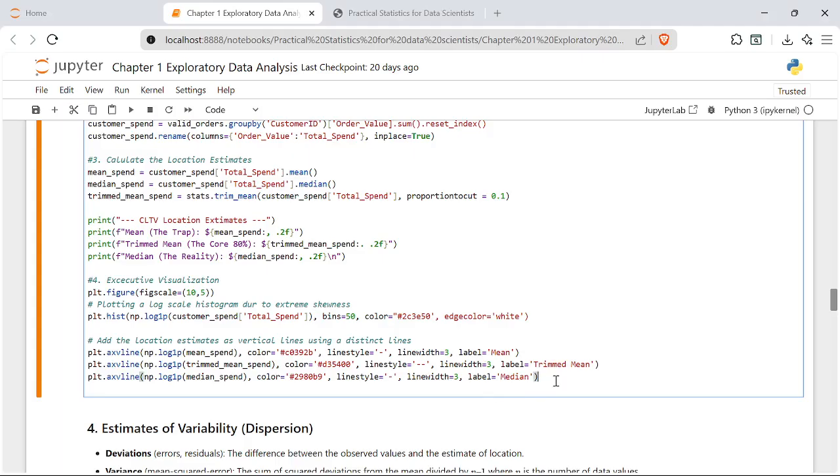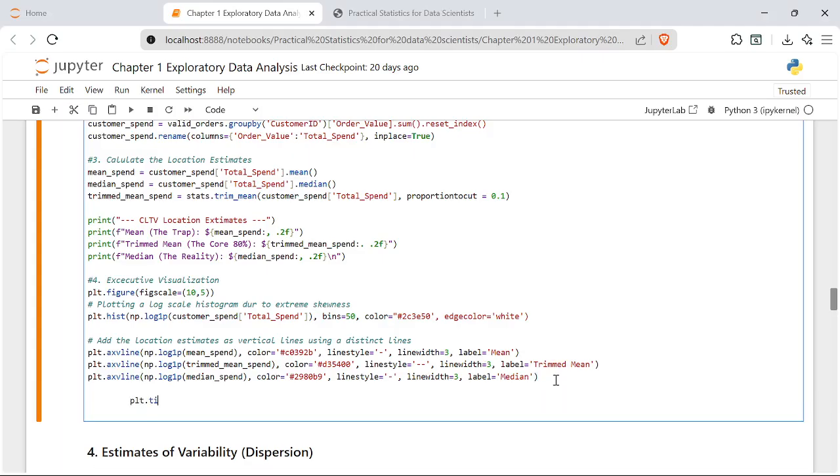so finally, plt.title('Customer Lifetime Value log scale with location estimates', fontsize=14).